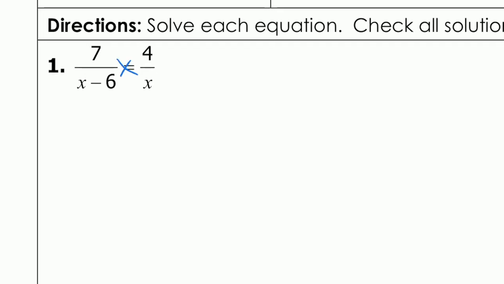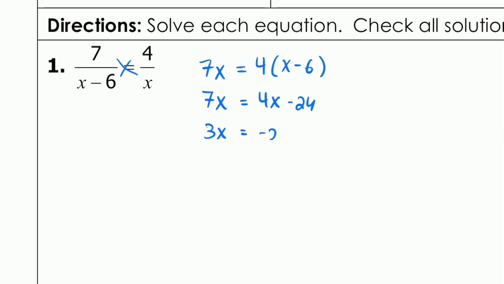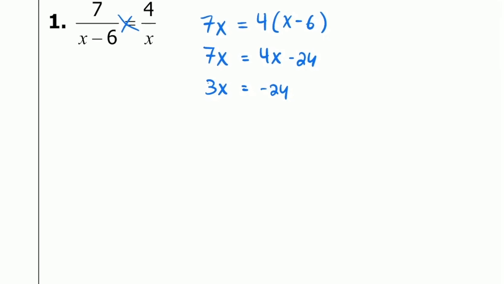So I can just multiply 7 by x, which would give me 7x. And then that will now be equal to 4 times x minus 6. And then after that, I just go ahead, I simplify and I solve. So then 7x is going to equal 4x minus 24. Subtract 4x from both sides. So then I'll get 3x is going to equal negative 24. And then once I divide both sides by 3, I'll get x is equal to negative 8.